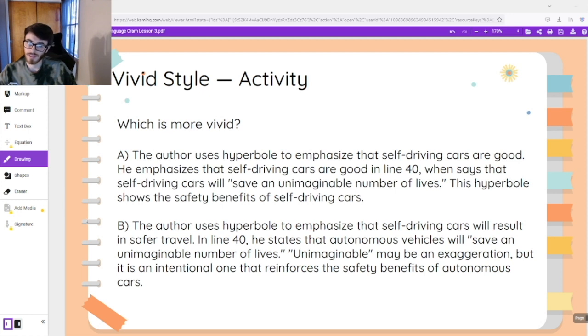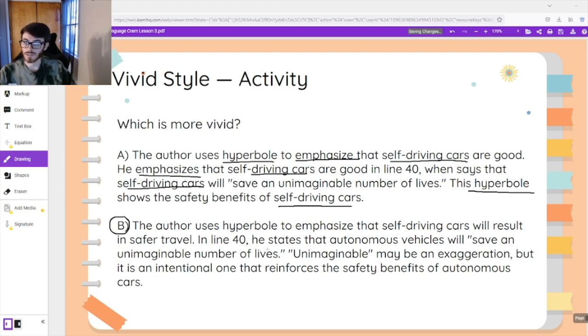Which one's more vivid? B is more vivid. Why? A repeats multiple phrases. It repeats emphasize, right? Emphasize, emphasize. It repeats self-driving cars over and over. And it also repeats hyperbole. B doesn't do this, right? It uses hyperbole here, but it uses exaggeration here.